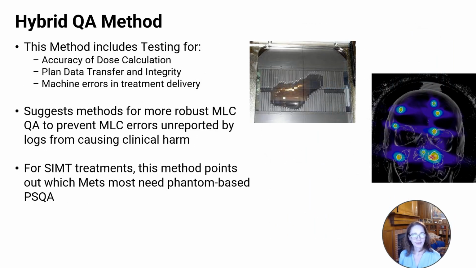So they include testing for accuracy of dose calculation, plan data transfer and integrity, machine errors and treatment delivery. They suggest methods for more robust MLC QA. And this is to prevent MLC errors going unreported by the logs. We do know from the literature that some MLC errors are not accurately reported by log files. And then for single isocenter multi-target treatments, this method points out which METs most need phantom-based QA.